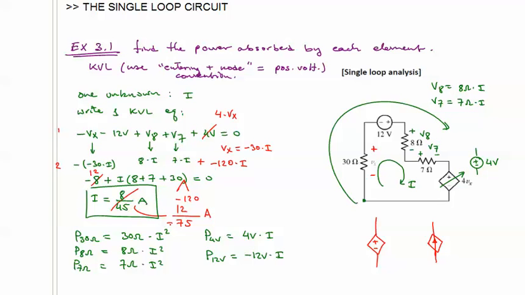Okay, so dependent sources might be intimidating at first, but we just took it one step at a time, and as long as you can express that dependent signal, in this case 4 times Vx, as long as you can express Vx in terms of the unknown current, you can proceed with the same method to find the unknown current I, and then the voltages or powers, whatever the case may be.